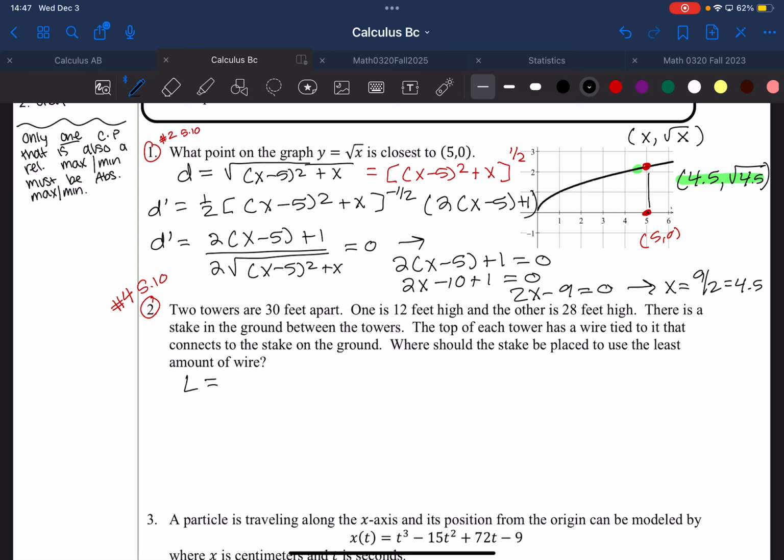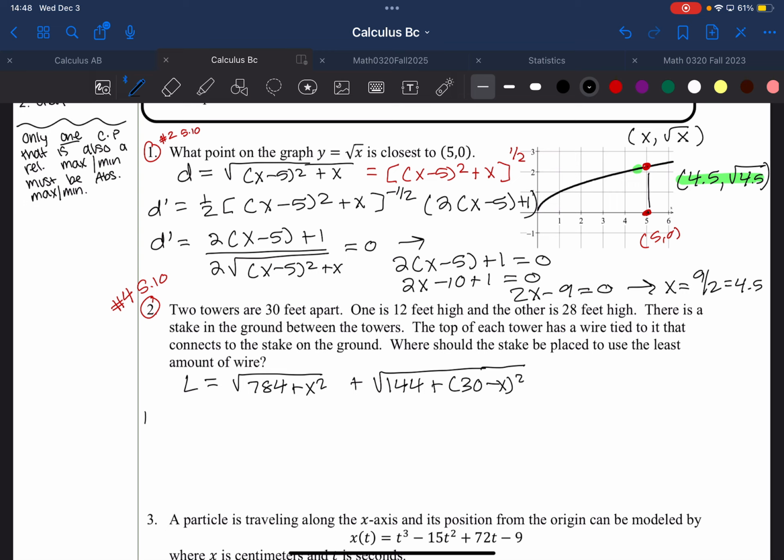So L is equal to the square root of 784 plus x squared plus the square root of 144 plus 30 minus x squared. So again, we found this equation in notes 10. We're going to do the same process we did above. We're going to find the derivative and set the derivative equal to 0 to figure out where this stake should be in the ground in order to use the least amount of wire.